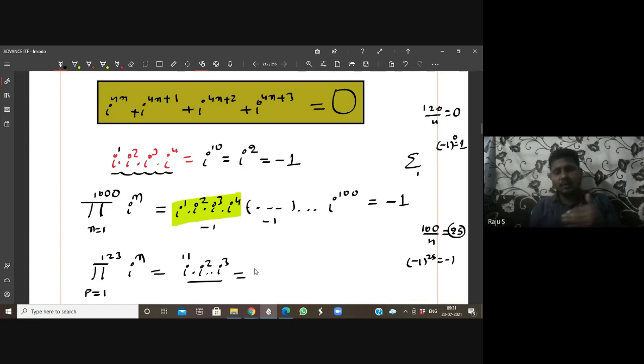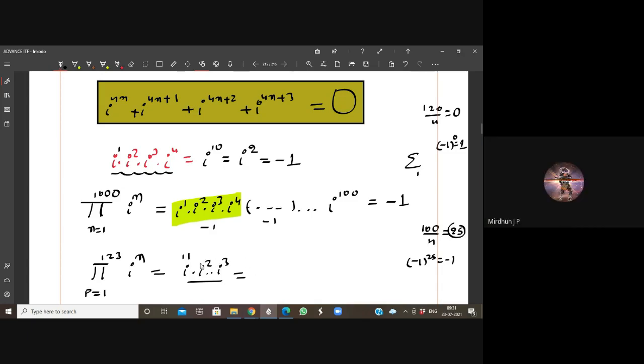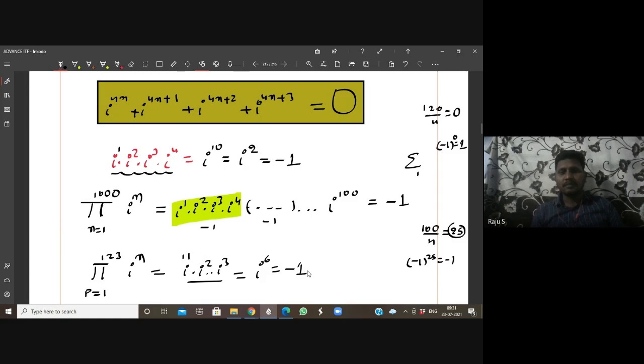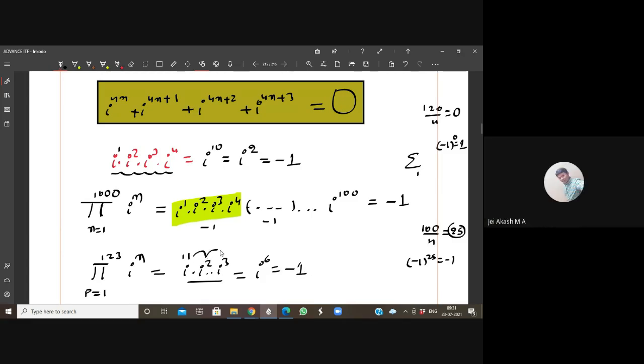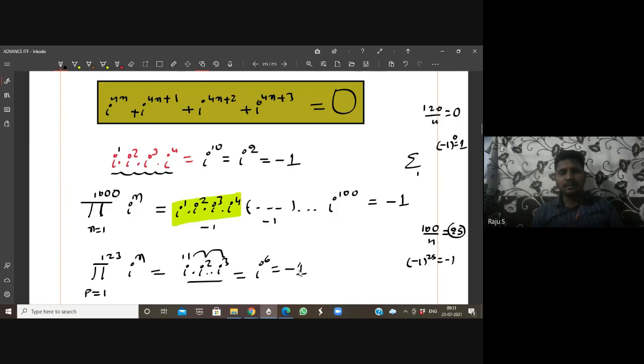Okay. In OBT, again, we are going to do all these problems related to iota power, but I'm giving different kinds of problems, right? Sir, the answer is minus iota. So iota power 6 is nothing but minus 1. Minus iota? 1? Minus 1. See, 1 plus 2 is 3, 3 plus 3 is 6. Yes?